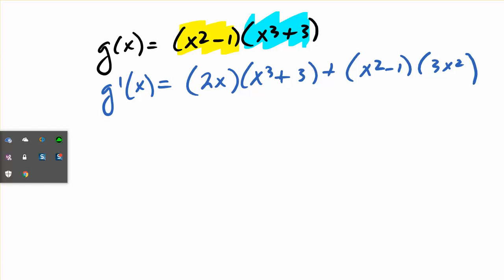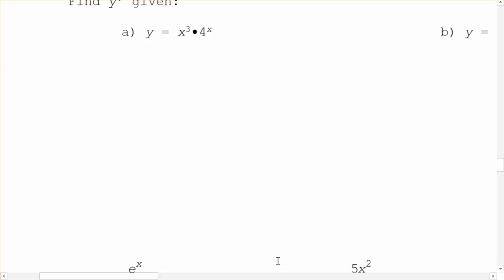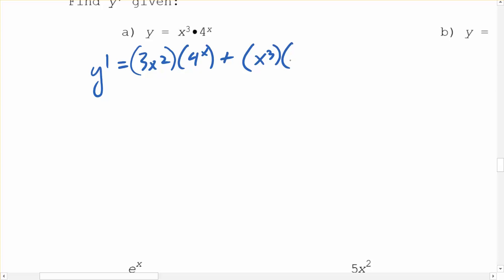Let's practice some of this. I just want you to tell me what the derivative is. So y prime is going to be equal to what? 3x squared times. You notice how I put parentheses around it? It just kind of helps me differentiate what's going on. 4 to the x plus what? Yep. Times. Yeah. That is the derivative. That's great. Perfect. There it is.